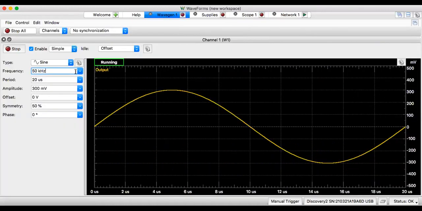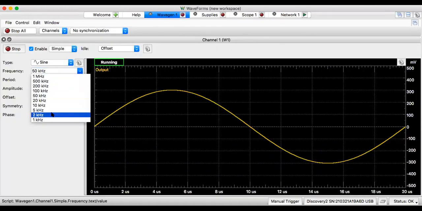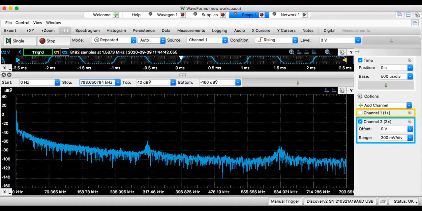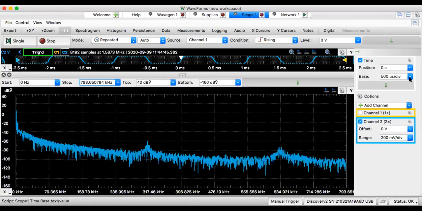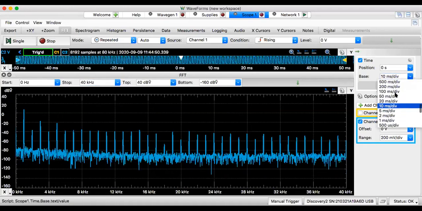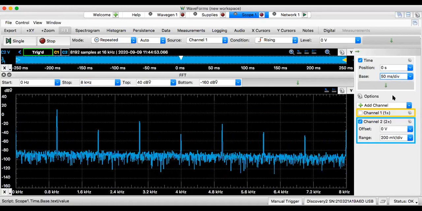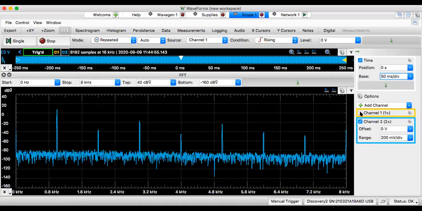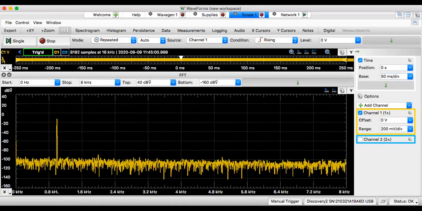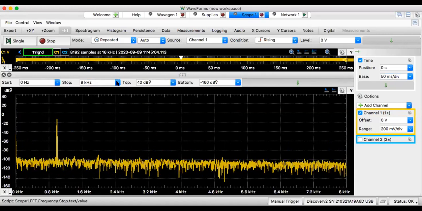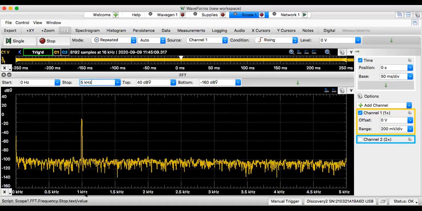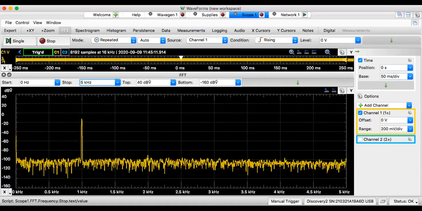So let's go back to here and change it to 1000 hertz. Now my input is 1000 hertz. If I look at the scope, 1000 hertz. Let's look at the input signal first. Only 1000 hertz, right here. The spectrum of my input, 1000 hertz.